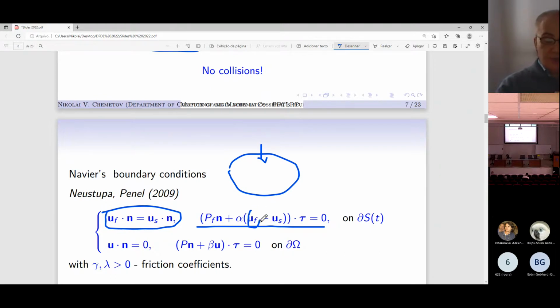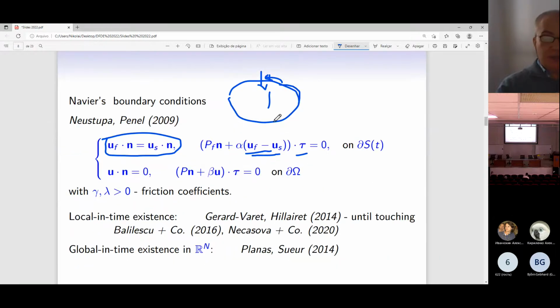here we have the velocity of the fluid from the fluid side and the velocity of the solid from the solid side. And as you can see, we have a difference. Therefore, this boundary condition permits us to have, on the boundary of the solid, a jump of the tangential components. As a consequence, it gives our fluid the property that it can slip along the surface of the body. This idea exactly was realized by Neustupa and Penel.